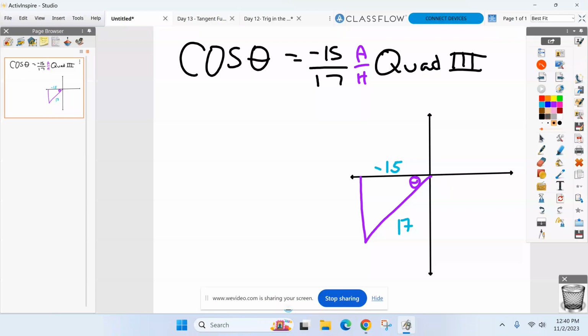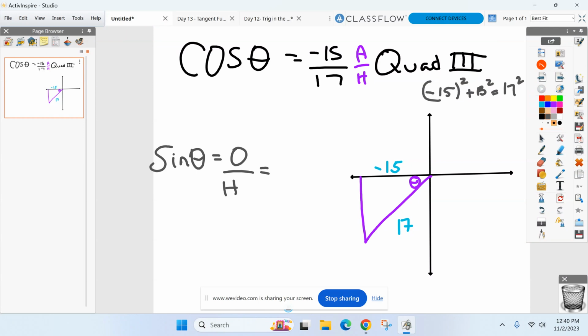Okay, it's asking me to find the sine now. What do you know about sine? I know it's the y coordinate, but can't use that here. Opposite over hypotenuse, but look at your diagram. What do you notice about the opposite side? It's missing, but you can find it. How can I find that missing side? Pythagorean theorem. Negative 15, make sure it's in parentheses, squared, plus b squared equals 17 squared.